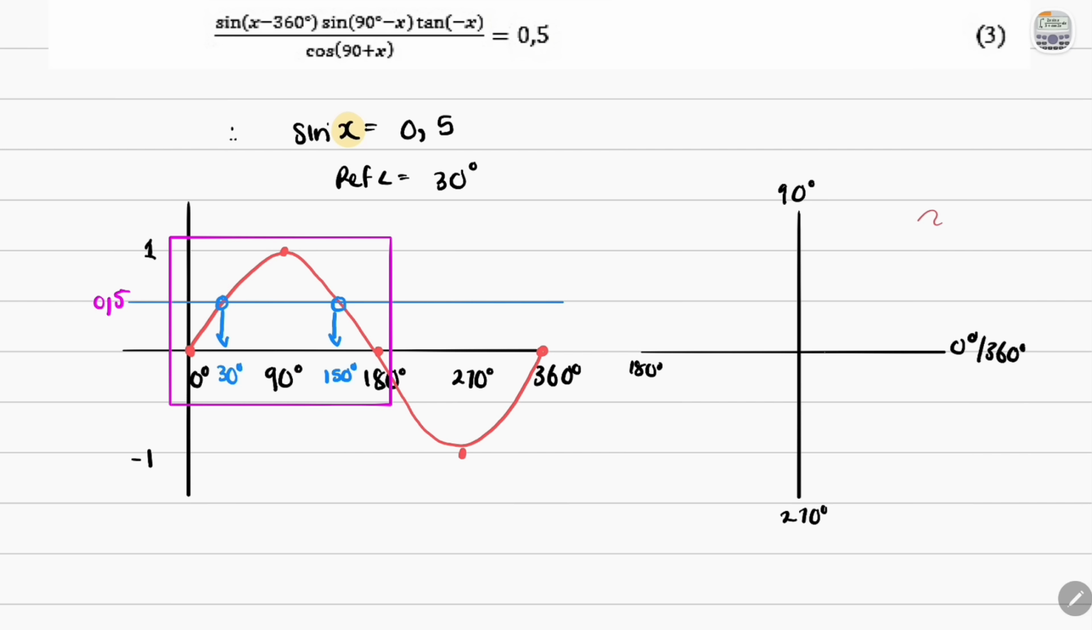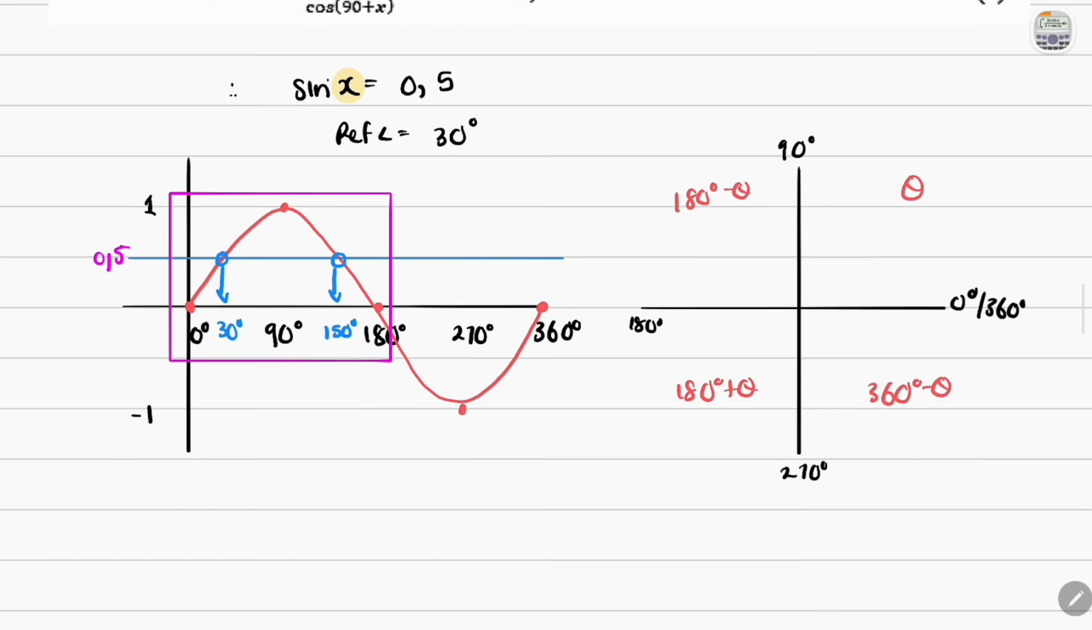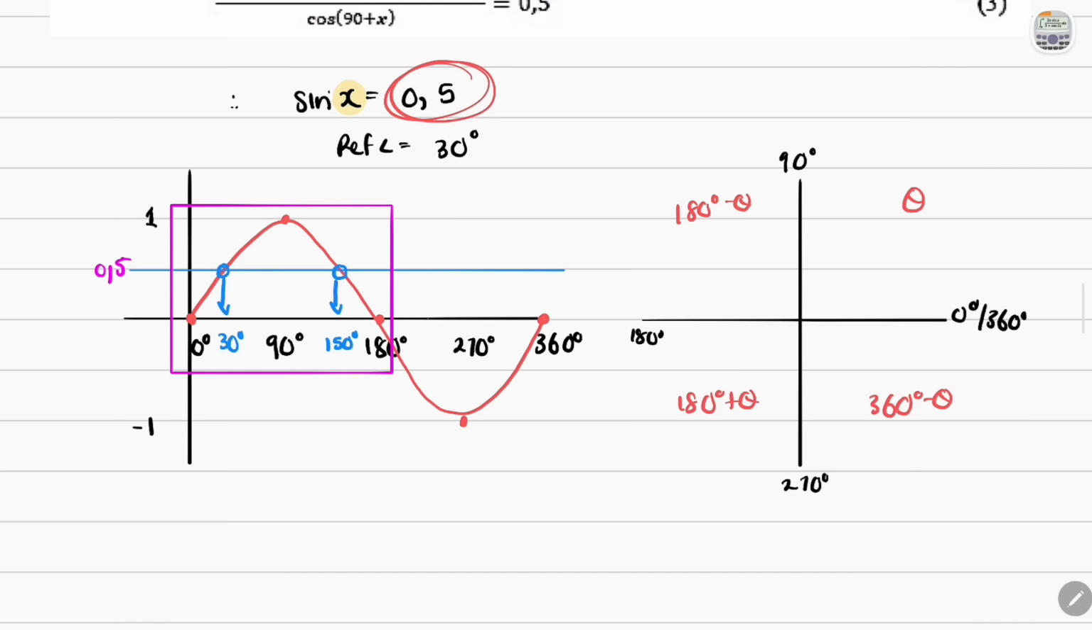So let's put down our reductions. We'll just have theta, 180 degrees minus theta, 180 degrees plus theta, and 360 degrees minus theta. So if you were looking for, we already found the reference angle, and we would do the same. We'll find the reference angle in the same way. And so we would just ask ourselves, where is sine positive in our quadrants? And we know that that is in the first and the second quadrant.